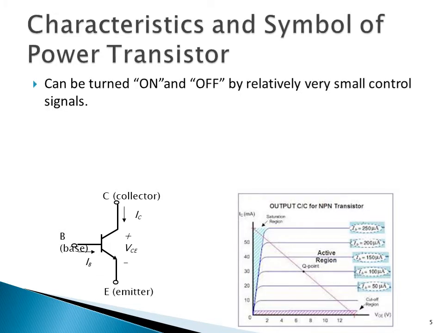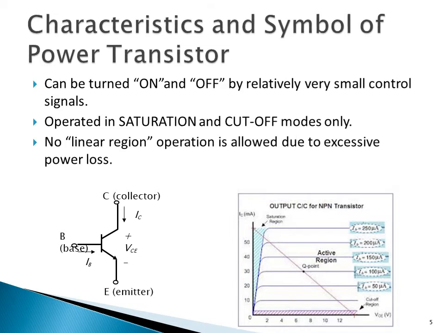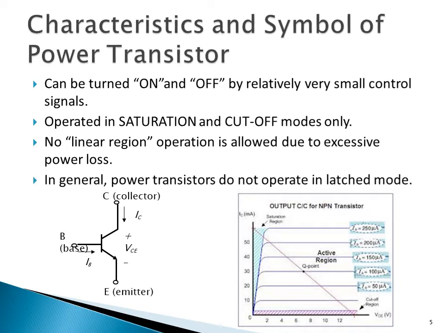So a power transistor can be turned on and off by relatively very small control signals. It is operated in saturation and cutoff modes only. This is how a transistor works. No linear region, linear region means active region. No linear region operation is allowed due to excessive power loss. Obviously, if you amplify a high signal there is also a power loss in that region, so we should avoid using power transistors in that region.